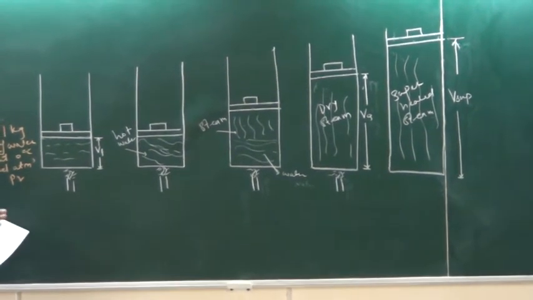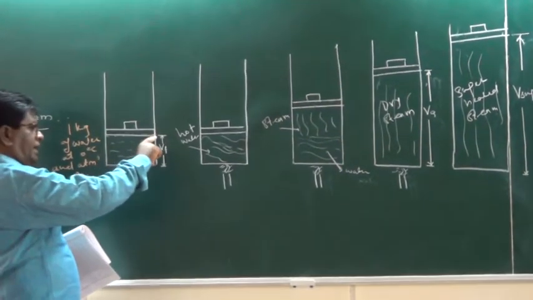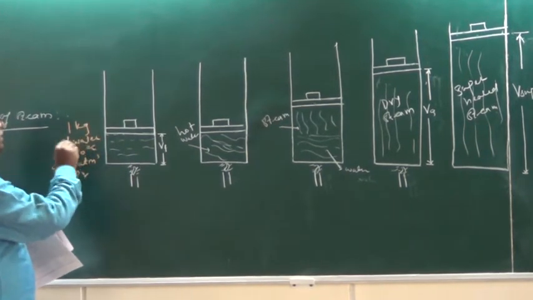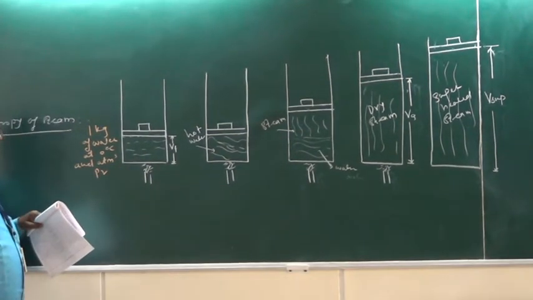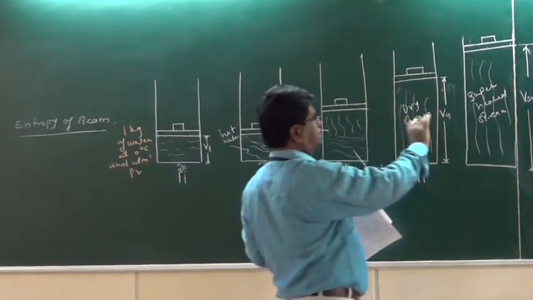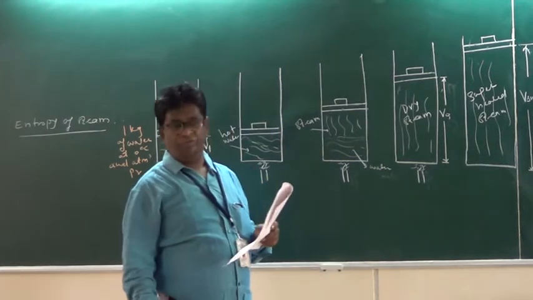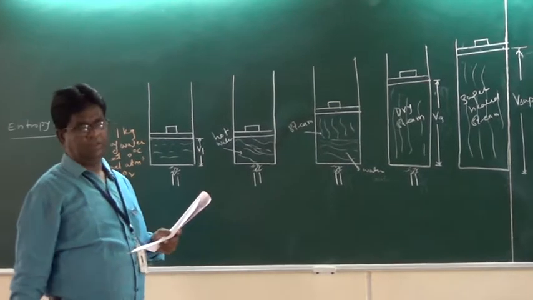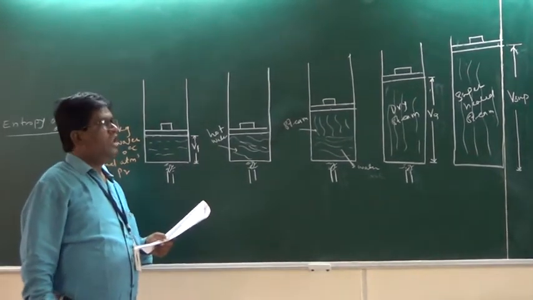Initially I explained how the steam is formed. Suppose now the condition is 1 kg of water at 0 degree centigrade and atmospheric pressure. So the initial volume is Vf, the volume of dry steam is Vg, and the volume of superheated steam is Vsup. These are the different stages by which formation of steam will take place.